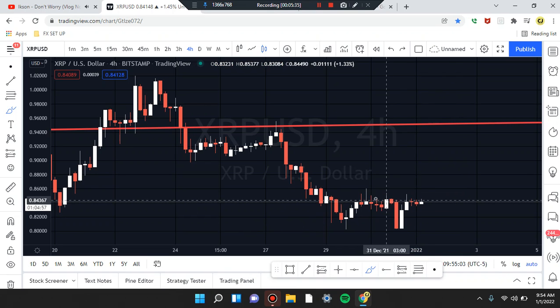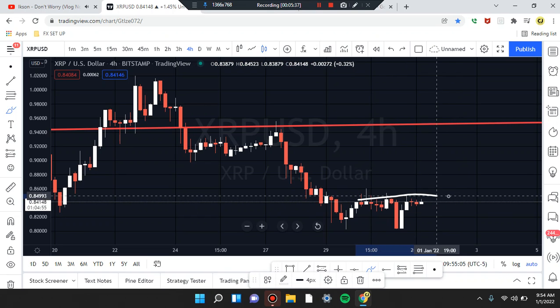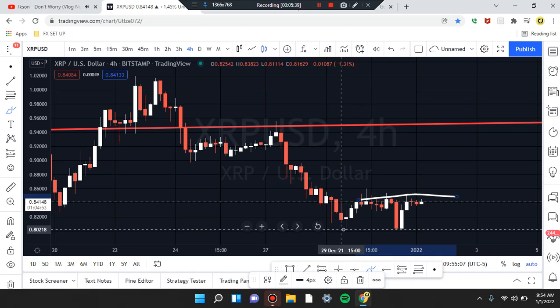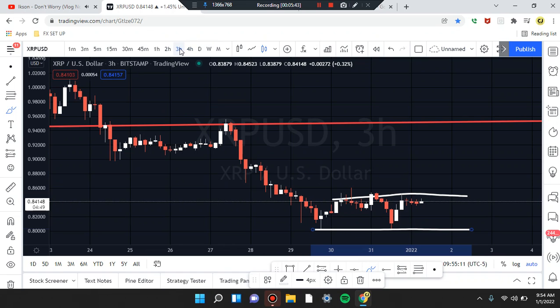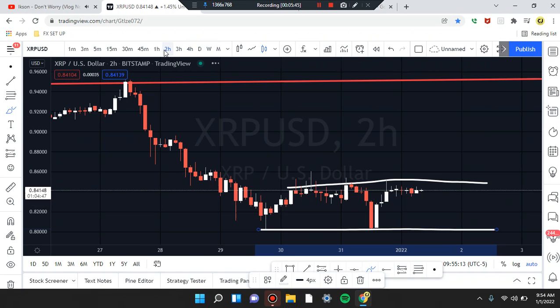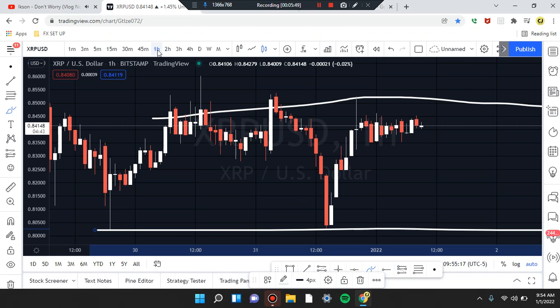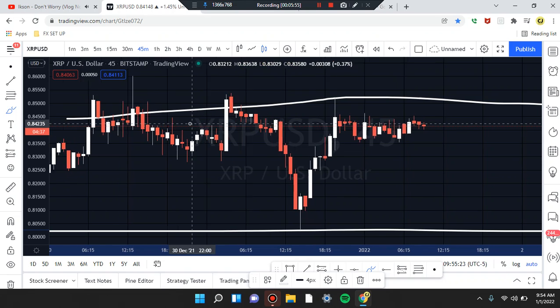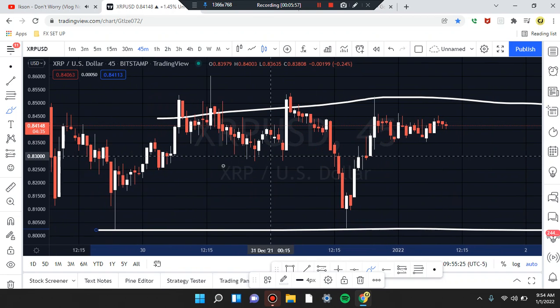So walking down the time frame, let's head down to the 3 hour and take a look at what's going on. Okay, 4-3, reading the same. Extended candles, 4-3-2. Extended candles, 4-3-2-1. Extended candles. Patterns are more clear on 1. Extended candles. We've seen that same structure.